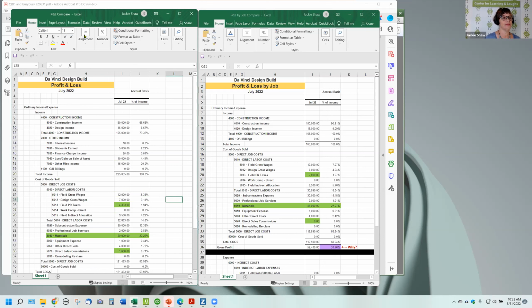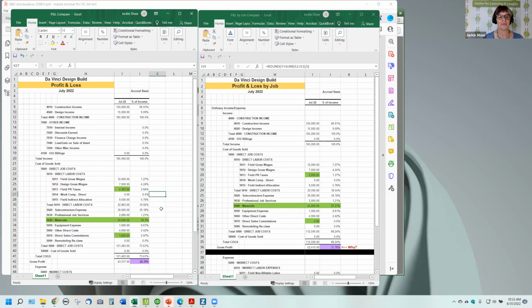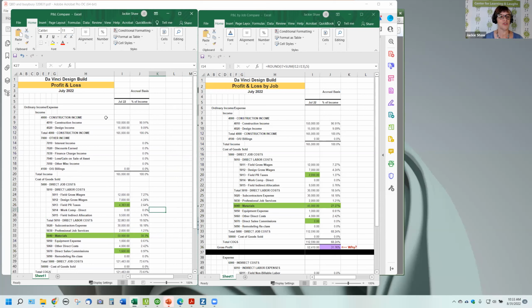When I scroll up to the top here, see how this doesn't match? This is what's assigned to jobs, 165,000. This is not assigned to jobs and shouldn't be up here. So I'm just going to get wild and crazy and delete these so that we can watch the percentage. First of all, income should exactly match. And it has to match without using fake jobs.